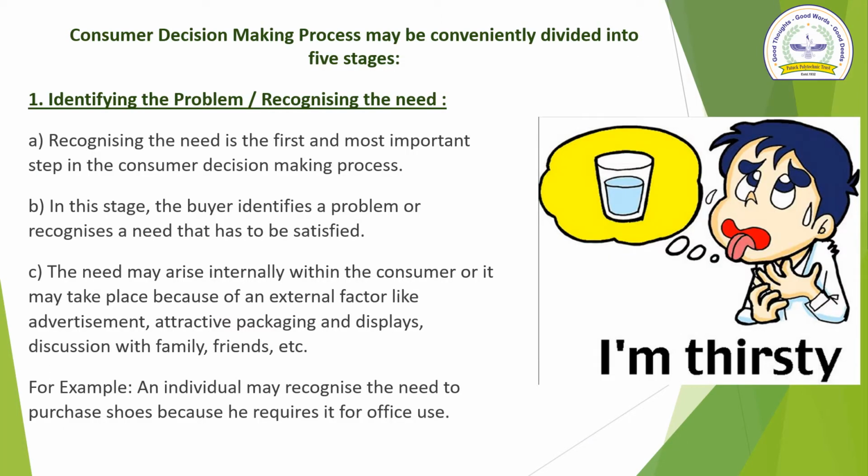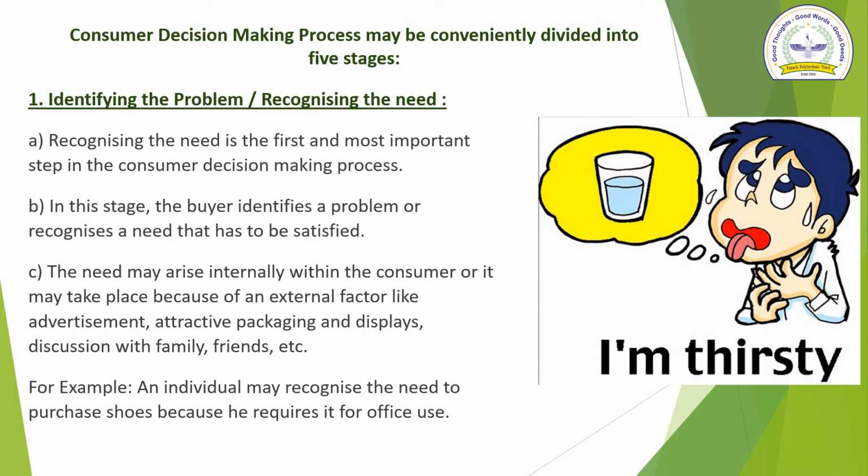Now let us understand all these steps in detail. The first step in the consumer decision making process is the need identification, or the identification of the problem. In this picture, can you see a boy? He is very thirsty and he needs to drink water. So here you can see that this boy is in immense need to drink water because he is thirsty. So now he is recognizing the need that he needs to drink water. Recognizing the need is the first and the most important step in the consumer decision making process.